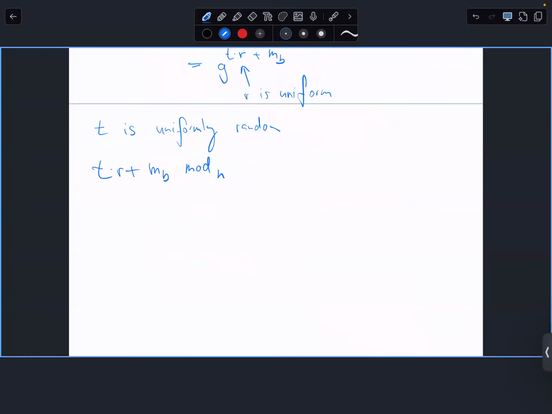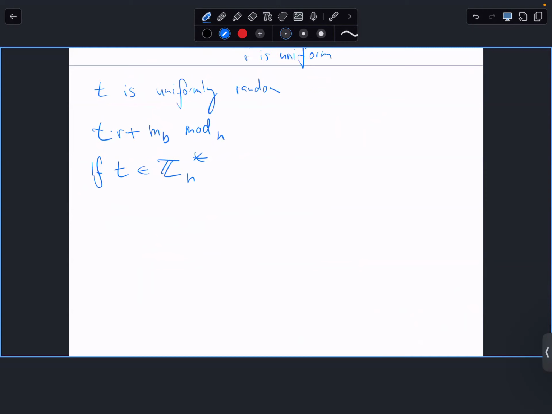So, clearly, if T is a unit modulo n, right? If T has a multiplicative inverse, then I claim T times R plus MB is uniform, right? And seeing this is easy.